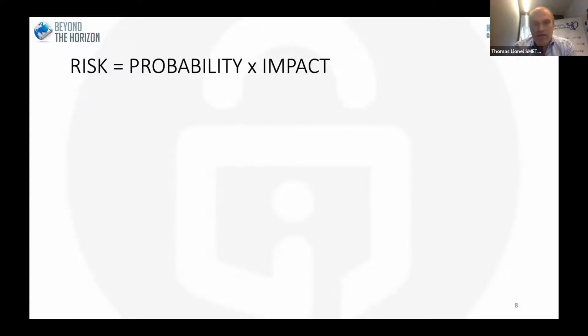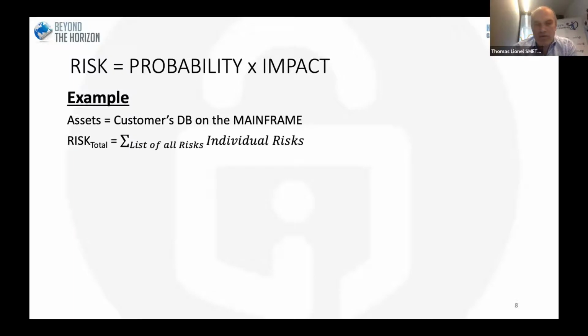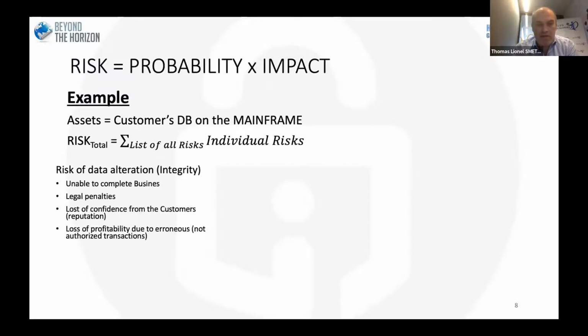Okay, so what is the risk? By definition of the NIST standards, it's probability times an impact. Example, the asset is a commerce database on the mainframe, and the total risk will be the sum of all the individual risks. Hardware failure. Can we do something about it? Yes, we can, with RAID. CPU failure. Yes, we can make things redundant. It costs more, but if it brings value, what's the problem? Cost of doing business.